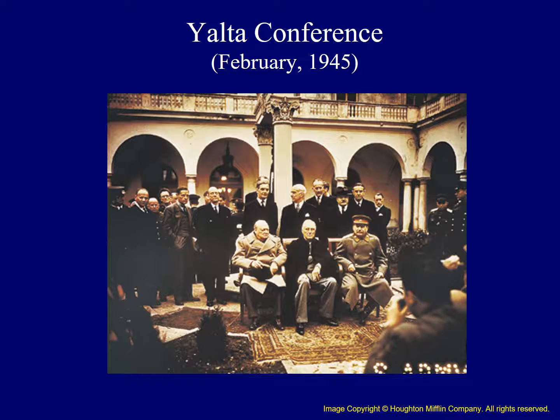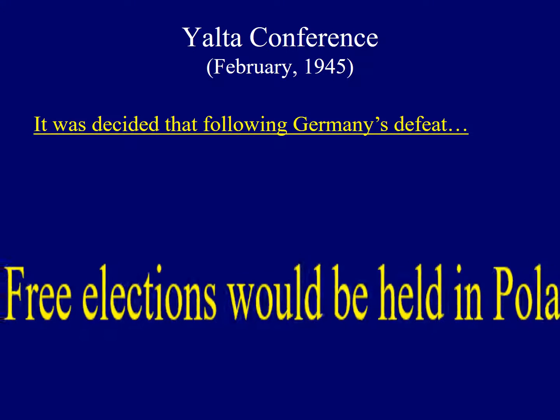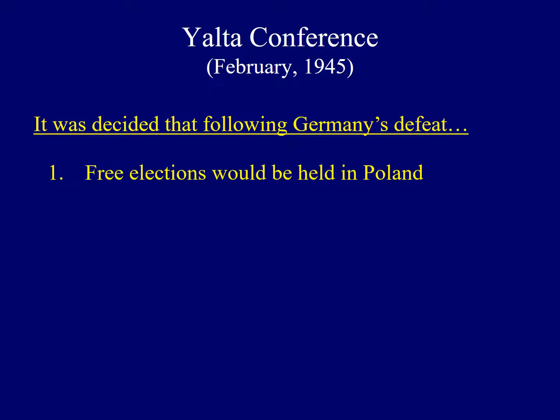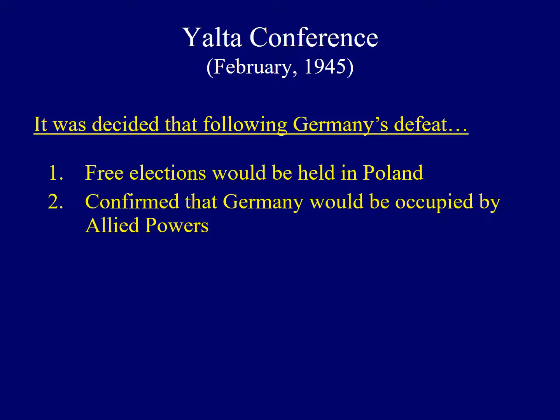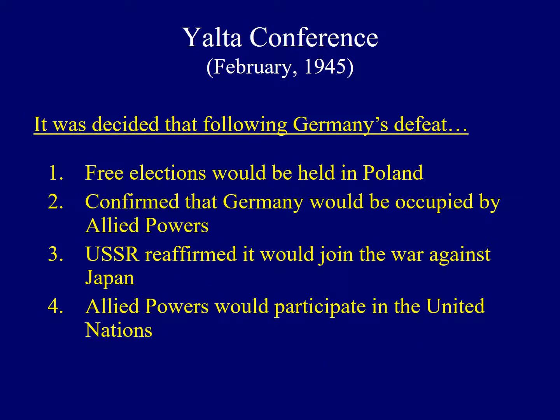Possibly the most important wartime conference between the Big Three took place shortly thereafter in February of 1945 at Yalta. Several key issues were discussed at the Yalta Conference as they tried to determine what should happen following Germany's defeat. First of all, they agreed that free elections would have to be held in Poland. Secondly, they confirmed that Germany would have to be occupied by the Allied powers after Germany's defeat. Third, the Soviets reaffirmed that they would join the war against the Japanese at least 3 months after Germany had been defeated. Lastly, the Allied powers agreed to create a new international organization called the United Nations.